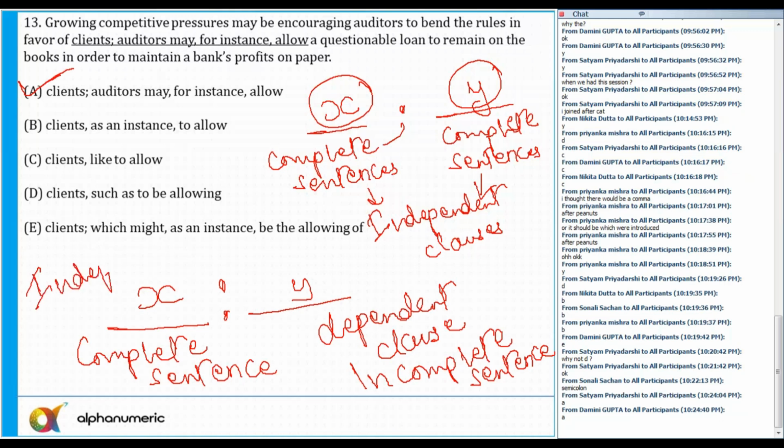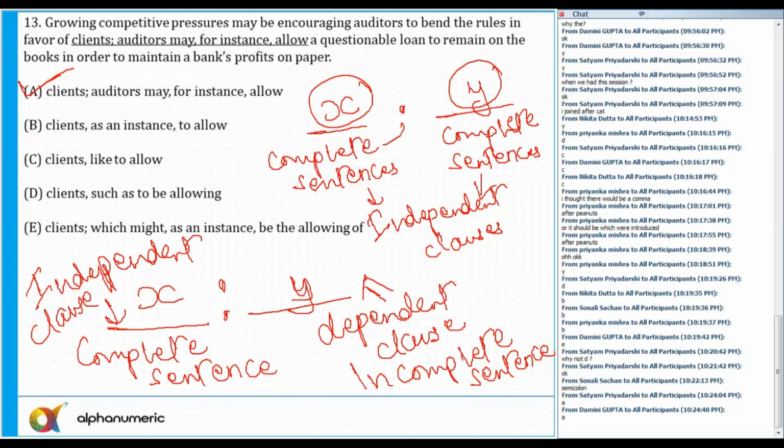The first part is going to be an independent clause. Did you get this? The second part is going to be a dependent clause. It is like this. This is the difference between a colon and a semicolon.